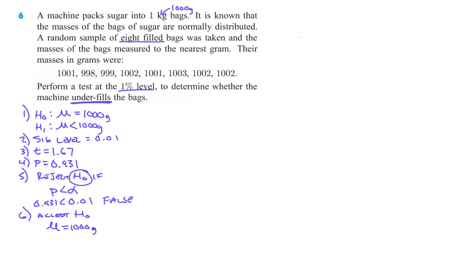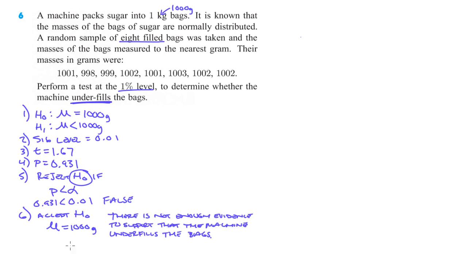Okay. Our conclusion then on this should be we're going to accept H0, which gives us this here, and then there's not enough evidence to support that the machine underfills the bags. Okay. So there's our little explanation of that. And that takes care of number 6 there.